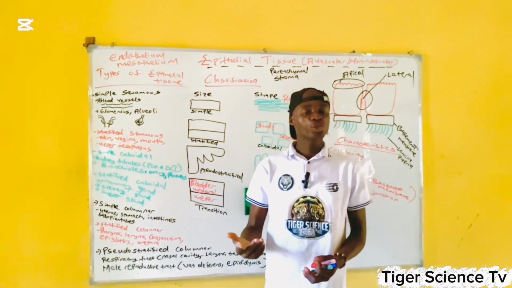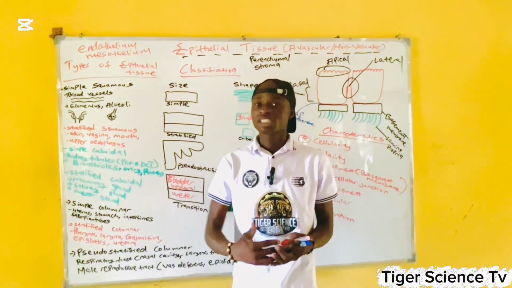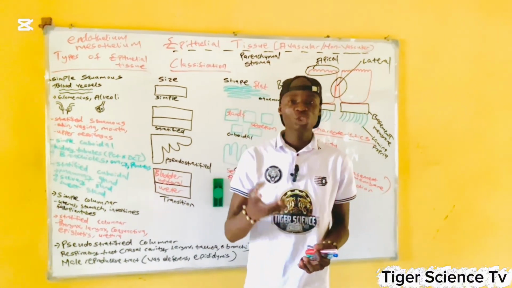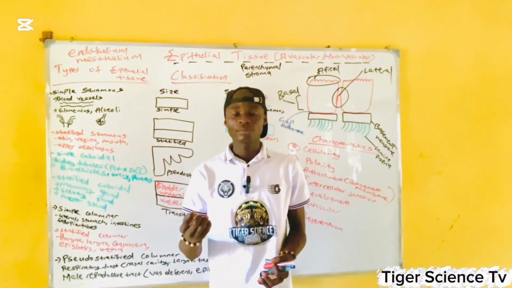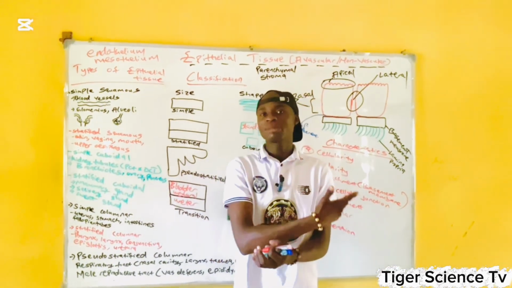Now when we talk about tissue, tissue is an aggregation of cells that perform similar functions in the body. We have 4 types of tissue: epithelial, muscular, nervous, and connective tissue. That's what we have. Today I'll be discussing epithelial tissue.